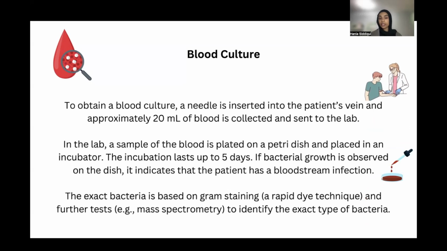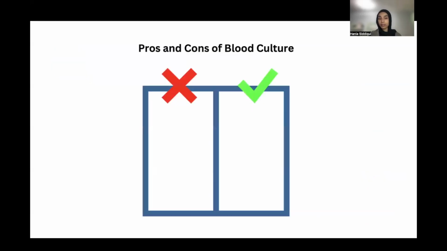The exact bacteria is identified based on gram staining, which is a rapid dye technique, and further tests such as mass spectrometry can be used to identify the exact type of bacteria causing infection.